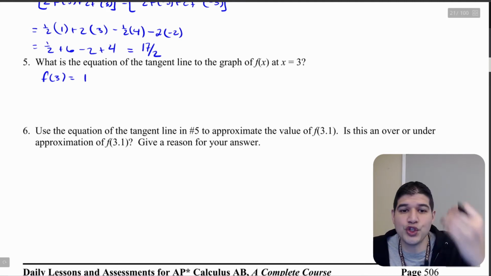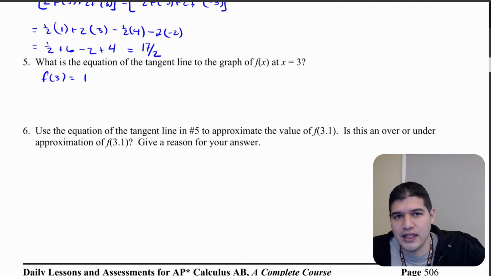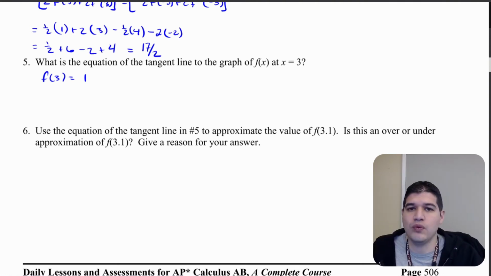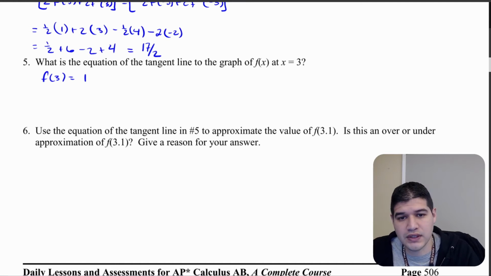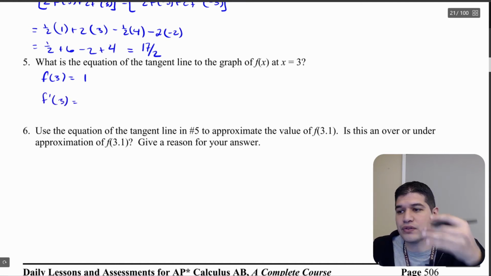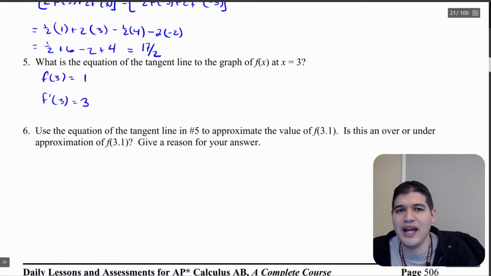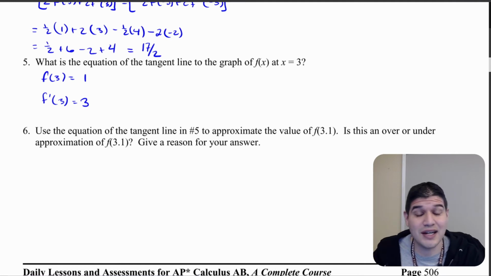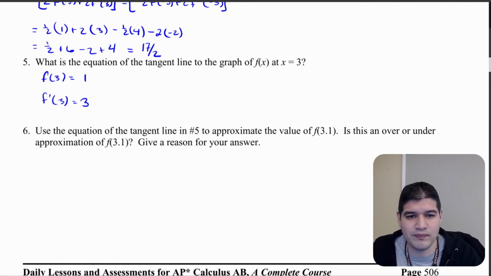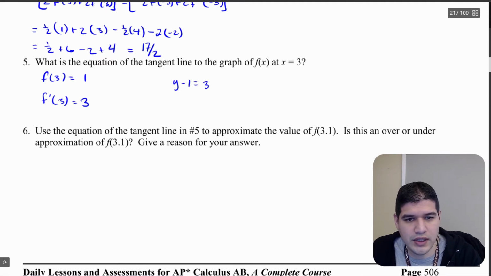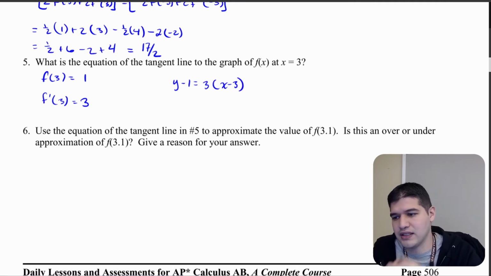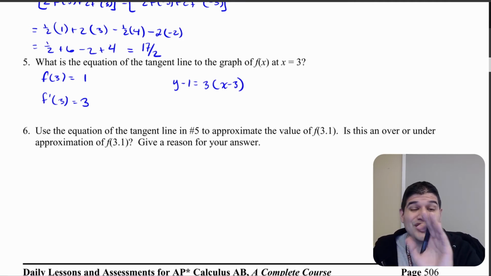And then we need the slope at 3. In order to get the slope at 3, we need the derivative, which we're given. So we're going to say, okay, what is f prime of 3? From the table, f prime of 3 comes out to be 3. So now we have enough information to write our tangent line. That's going to be y minus 1 equals 3 times (x minus 3). Remember, you don't need to simplify, just write in point-slope form and you are good to go.